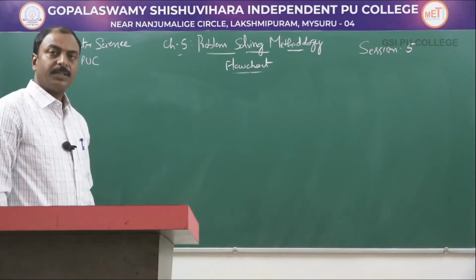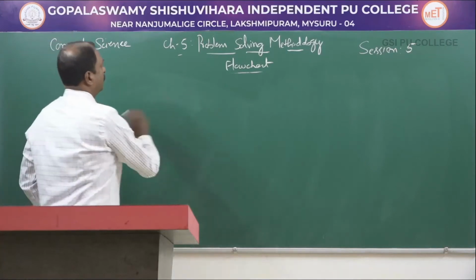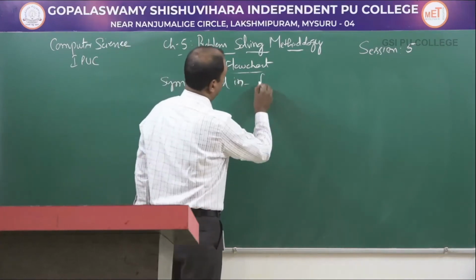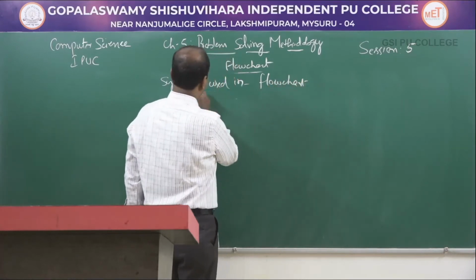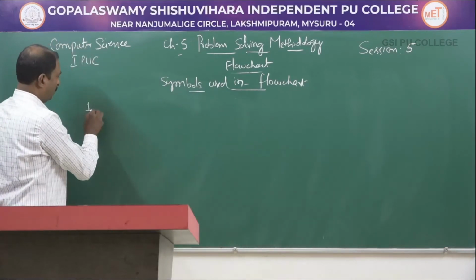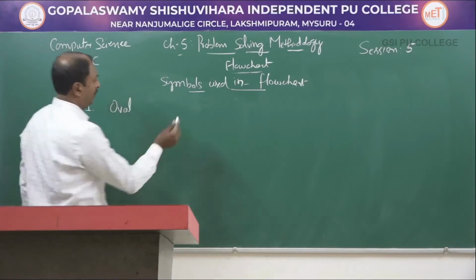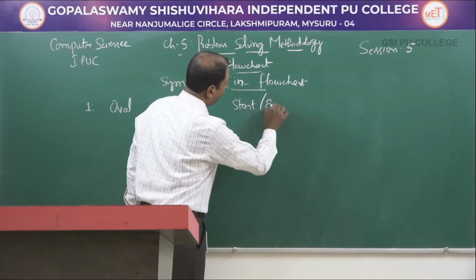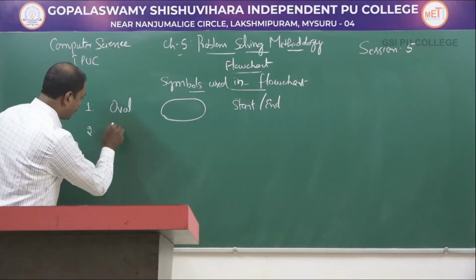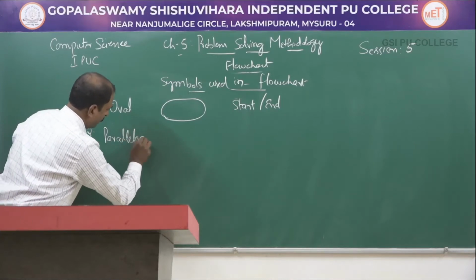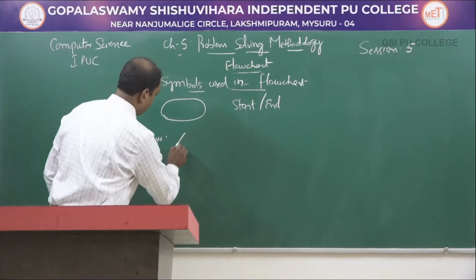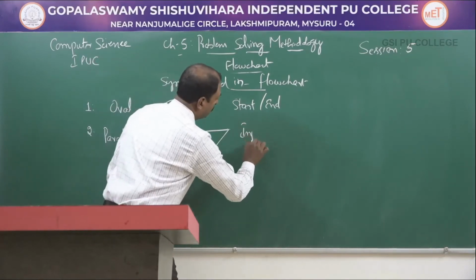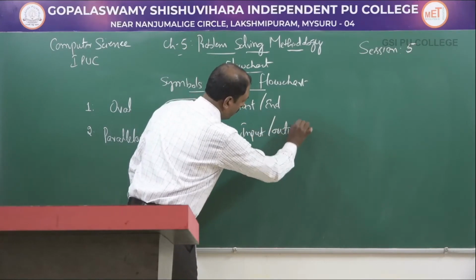Now let us learn the symbols used in writing flowchart. First one is oval. This indicates start or end of a flowchart. Second one is parallelogram. It is for input and output.